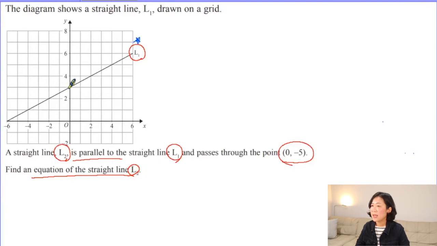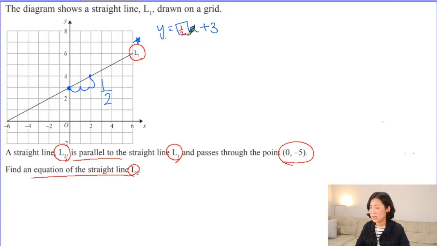We don't know the gradient yet, but we know the y-intercept. The y-intercept is really useful because you can directly see and find it, right? So then let's calculate our gradient. 2 to the right, 1 up. So your gradient is a half.